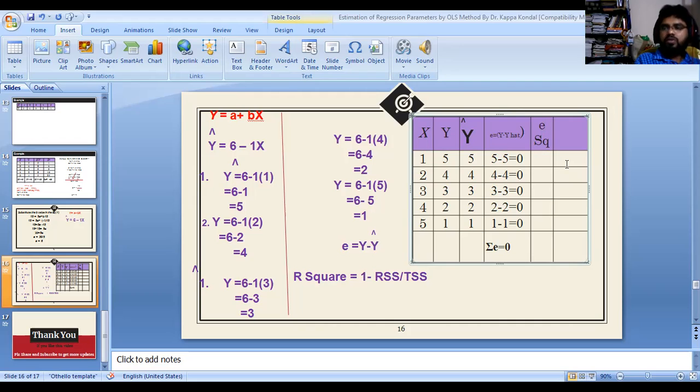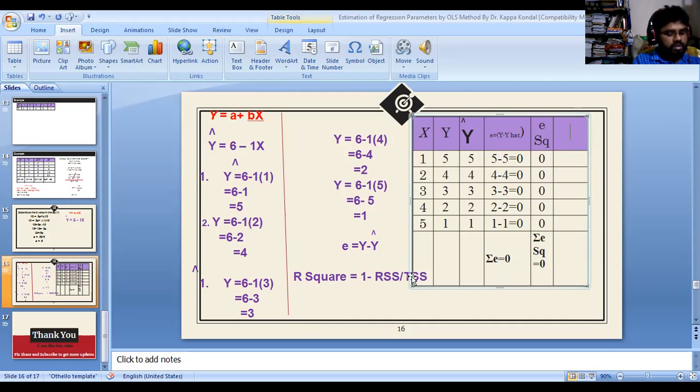Square 0 into 0, 0 into 0, 0 into 0, 0 into 0, 0. Okay, then error square. So the sum of squares, when you calculate the sum of e squares, you are going to get 0 when you add all the values. So in order to get TSS, the total sum of squares, the total sum of squares is nothing but (y minus y bar) square.